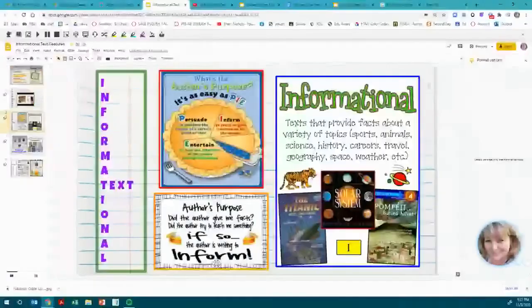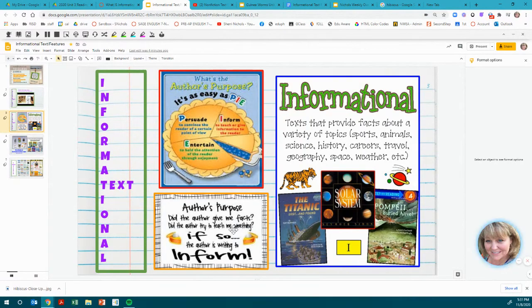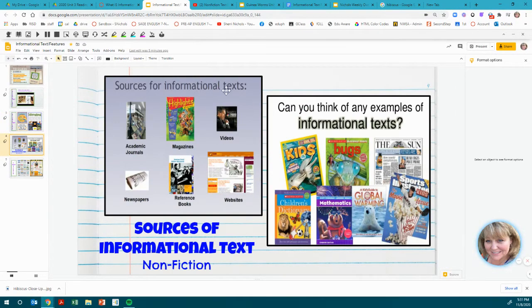If so, the author is writing to inform. If they're trying to give you facts, did the author try to teach me something? That's informational text. That's the job of informational text. Now, sources for informational text would be things like academic journals, magazines, videos, newspapers, reference books, websites, things like that. Can you think of any other examples of informational text that you personally have seen or used?